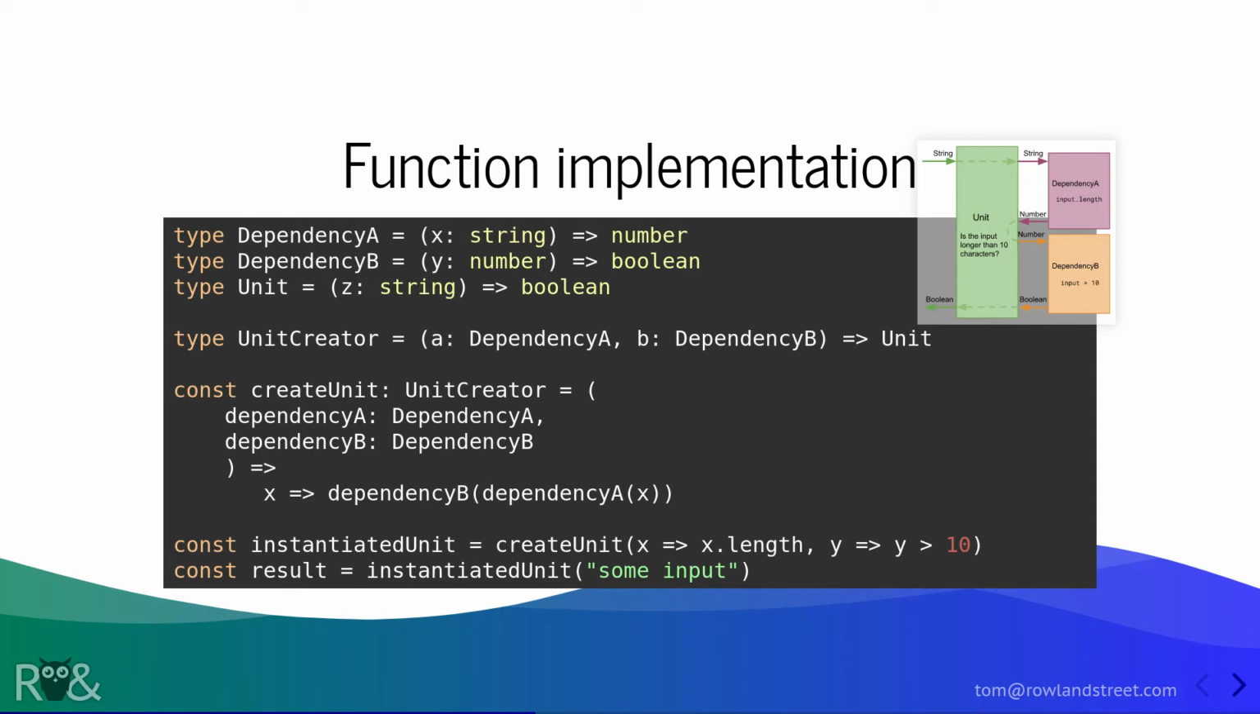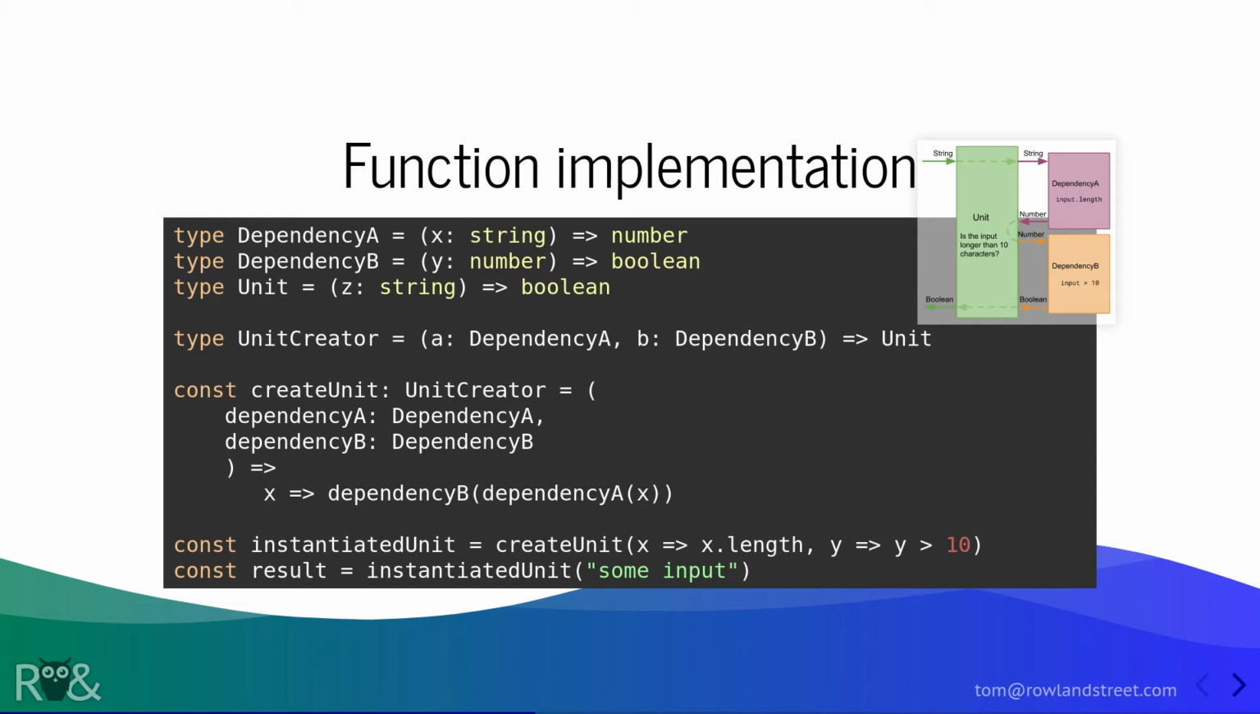And then we have a new type here, which is the fourth line, type UnitCreator. The UnitCreator takes its two dependencies and returns the unit. And so that's the type definitions out of the way. And then the last three lines of code are the actual implementations. The first, createUnit, is a function that takes dependency A, dependency B, and gives a unit. It's a UnitCreator, and all it does is compose those two functions together. So it calls dependency A first, and then sends the result to dependency B.